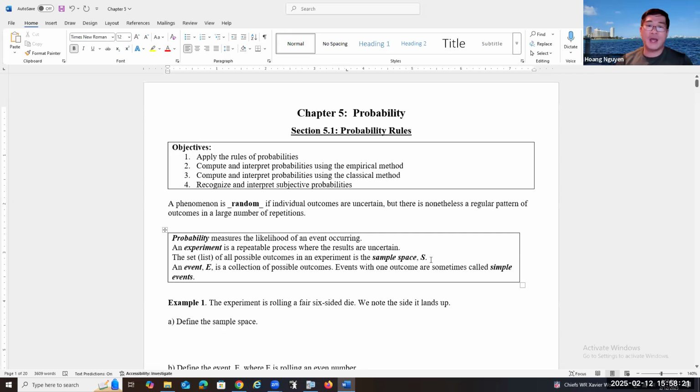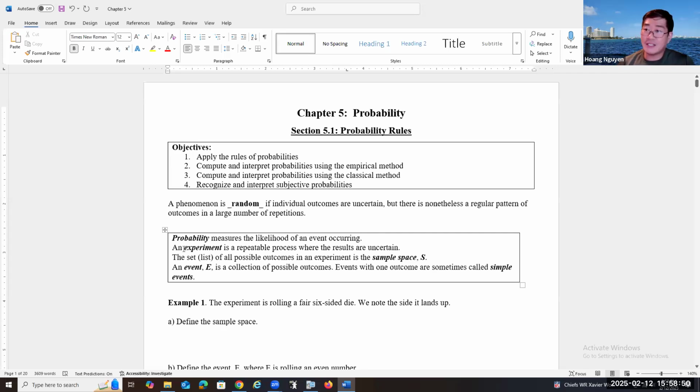A phenomenon is random if individual outcomes are uncertain, but there is nonetheless a regular pattern of outcomes in a large number of repetitions. Now, what is a probability? Probability measures the likelihood of an event occurring. For example, what is the probability that it is going to rain today?